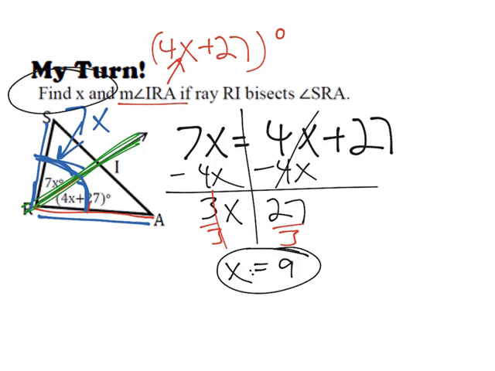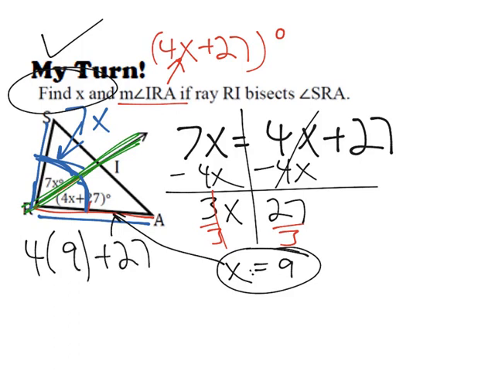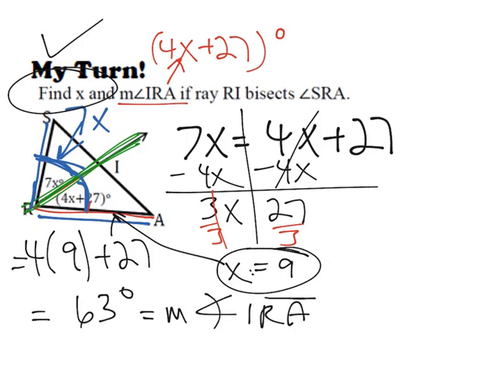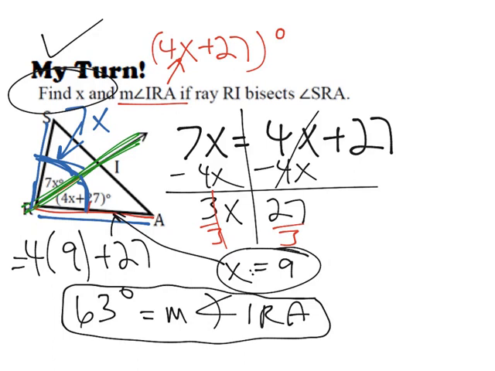Now, we found x. Perfect. Good. Check. But we also need the measure of IRA, which is this angle here. So let's substitute our x value into that expression. 4 times x, well in this case it's 9, plus 27. And here we get 63 degrees is equal to the measure of angle IRA. Okay, let's go ahead and do a your turn now.